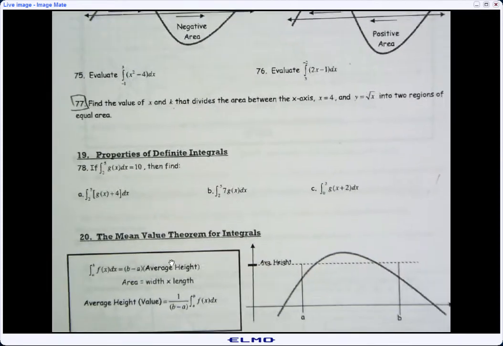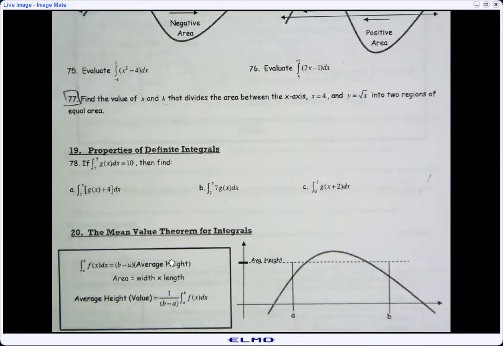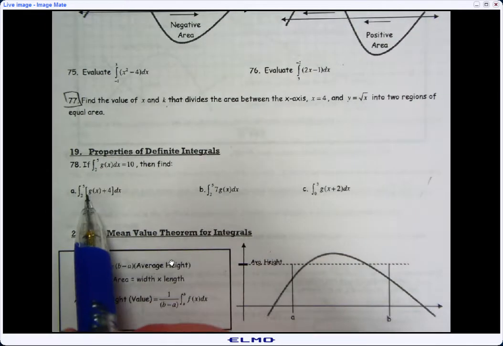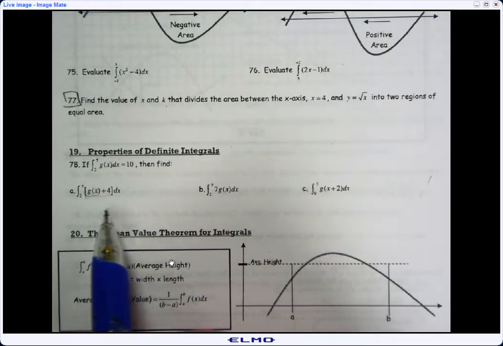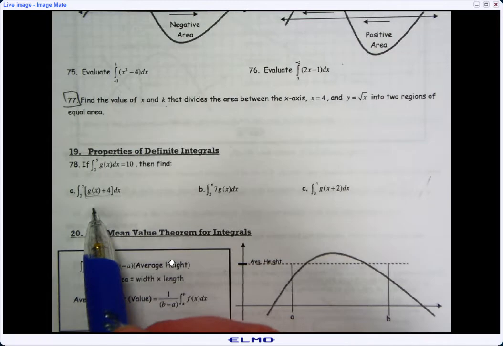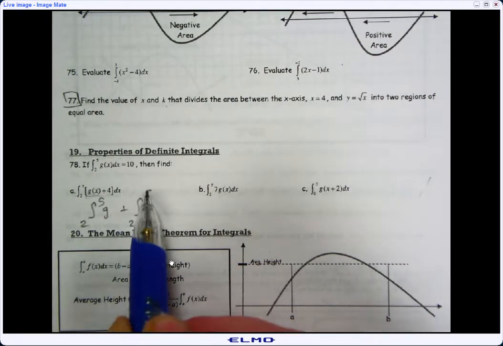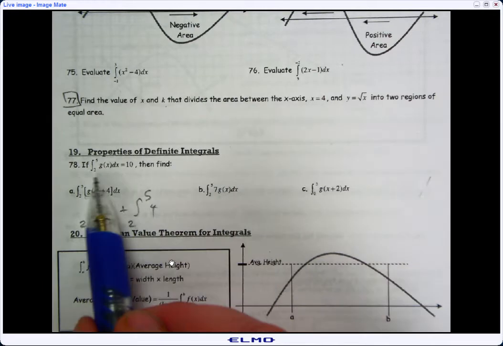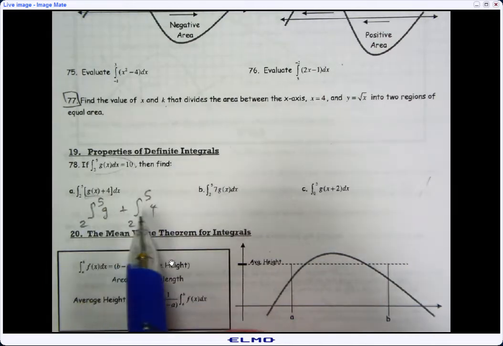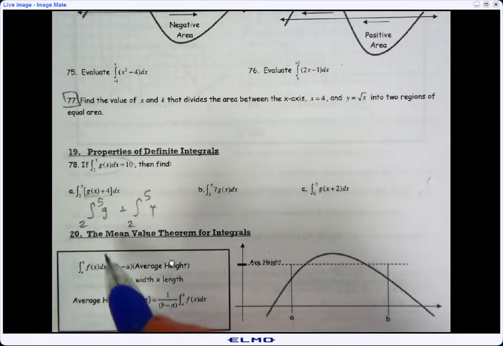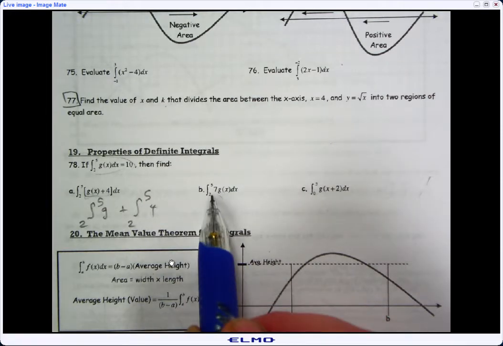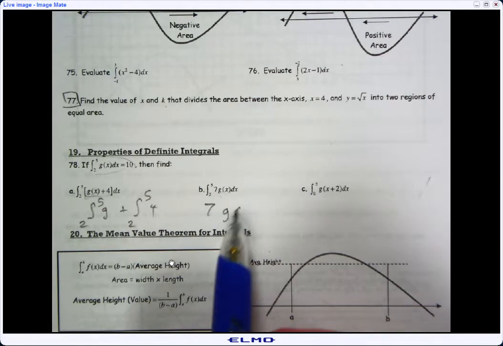Properties of definite integrals. You can break them up into sums, just like derivatives. So this could be the integral from 2 to 5 of g plus the integral from 2 to 5 of 4. Then you know what g is, and you could find this. It's a rectangle that's 3 by 4. You can put the constant out in front.